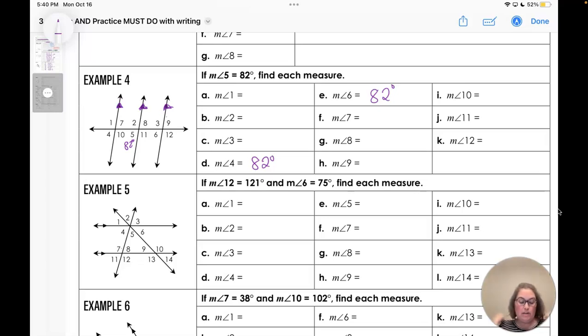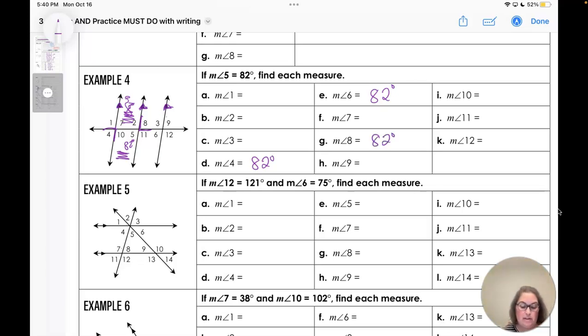Then we can look and see, so 4 and 8 in this case would be alternate exterior. If you look, this is the interior between these two sets of angles. Then you've got 4 and you have 8 right there. So alternating sides of the transversal, and they're on the outside there, so exterior. So alternate exterior are going to be congruent as well. So 8 also is 82 degrees.